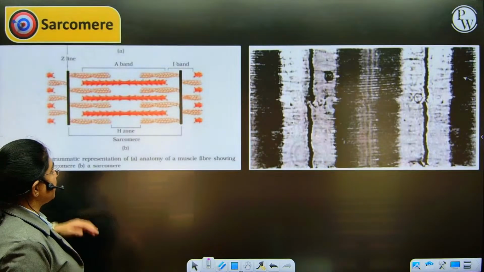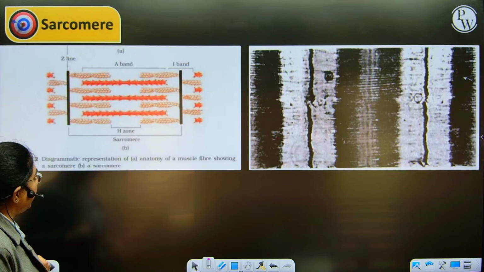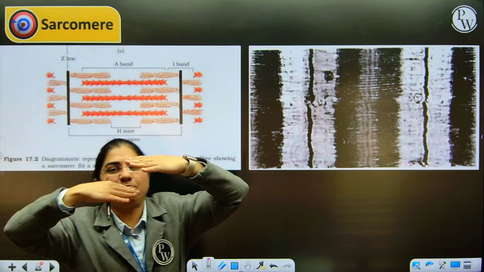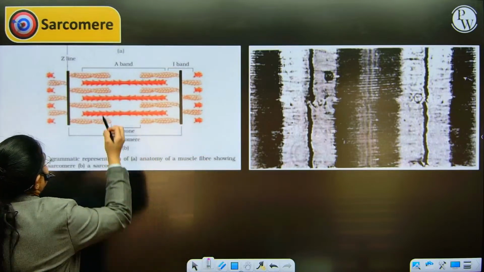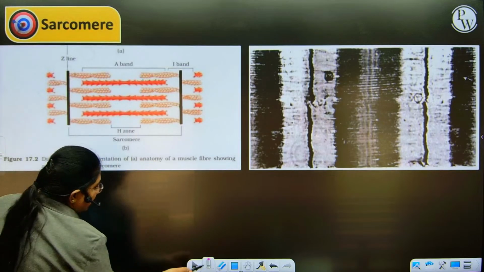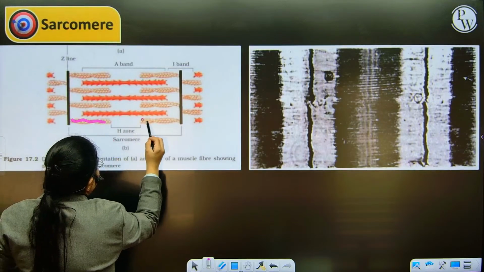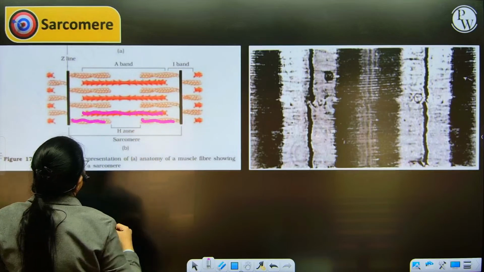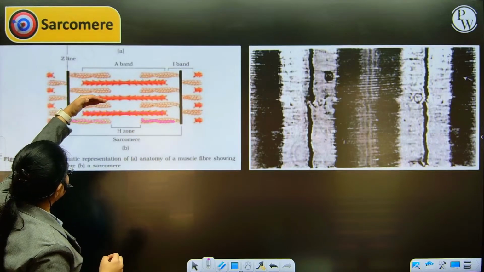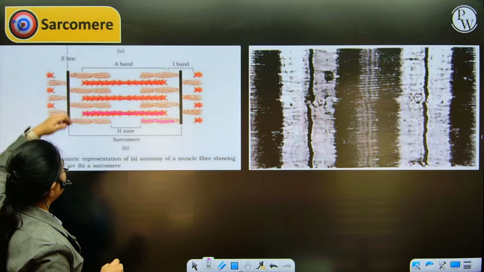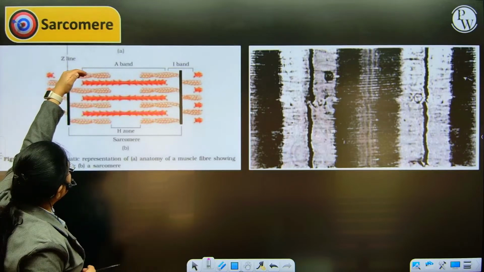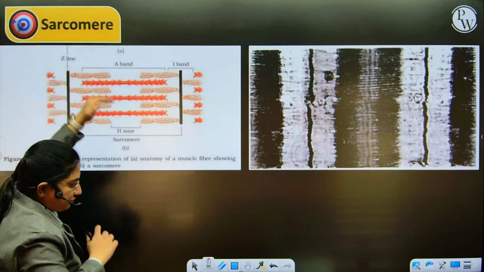Now, how are they arranged? I told you they are arranged alternately, but they're not completely overlapping, they're partially overlapping. So you have, as you can see, this is the actin filament, the myosin filament. So actin, myosin, actin, myosin, actin, myosin alternately placed, and I'm sorry, the actin, just give me a second.